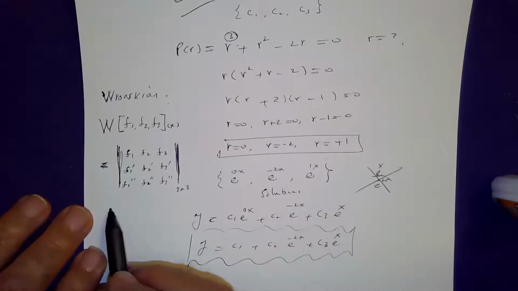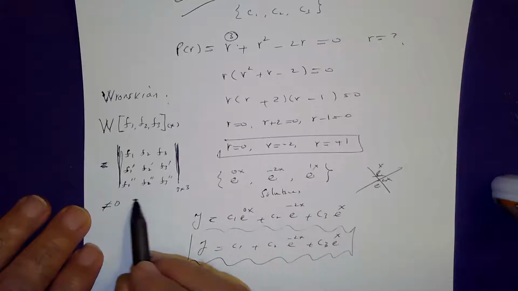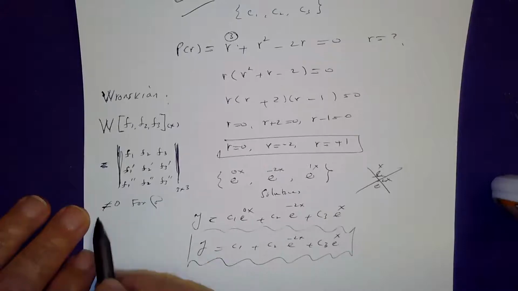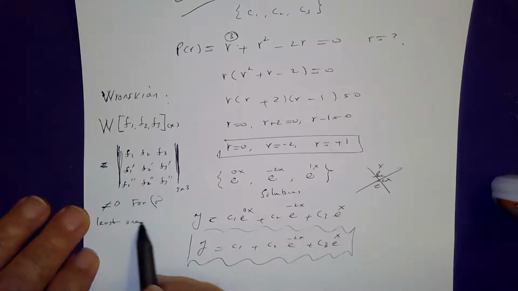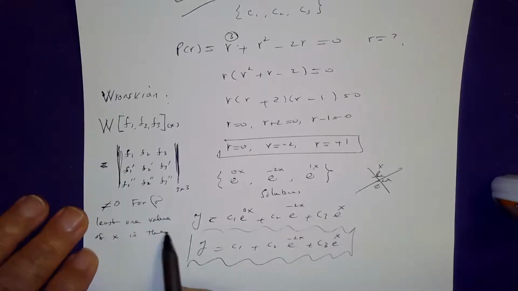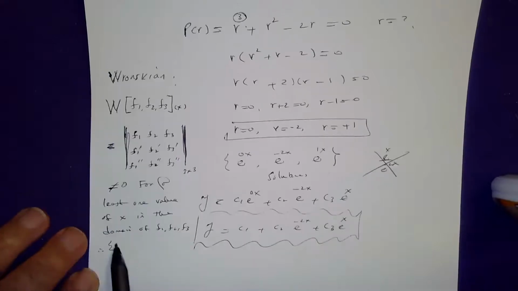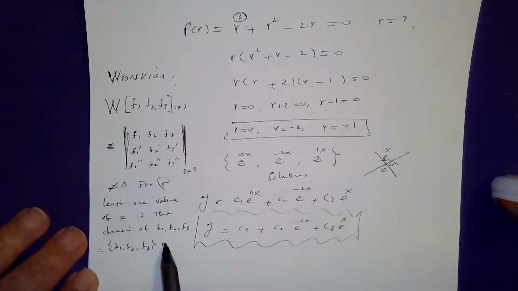So the question is this: if this guy doesn't come out to 0 for at least one value of x in the domain of f1, f2, and f3, then we say, aha, f1, f2, and f3 are linearly independent.